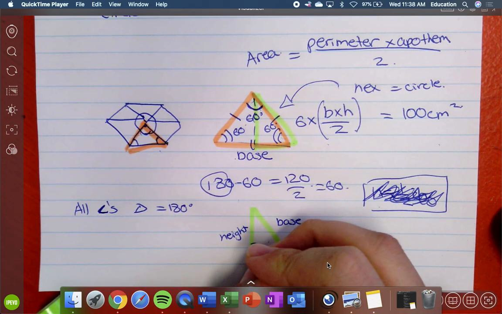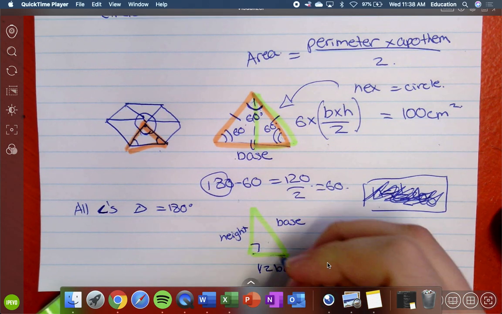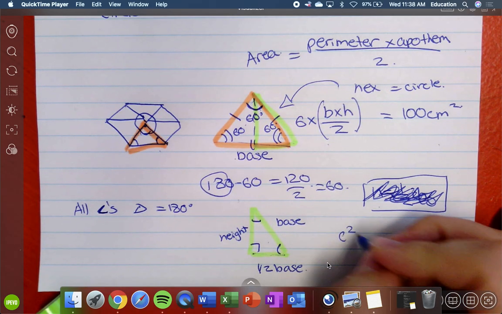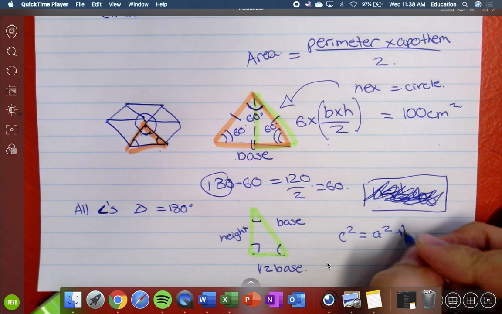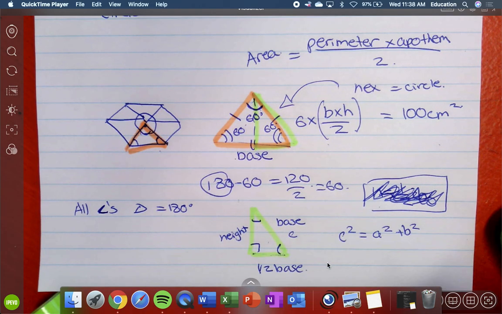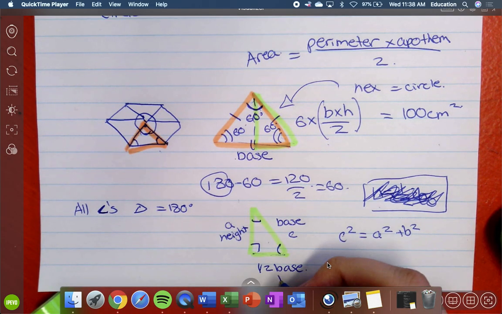This I know is a right angle triangle, and I also know the angles here, but that's unnecessary. Because what I want to use here, what can we use for right angle triangles? What's our special Pythag? Which is c squared is equal to a squared plus b squared. So I'm just going to label this. So this is c, this is a, and this is b.